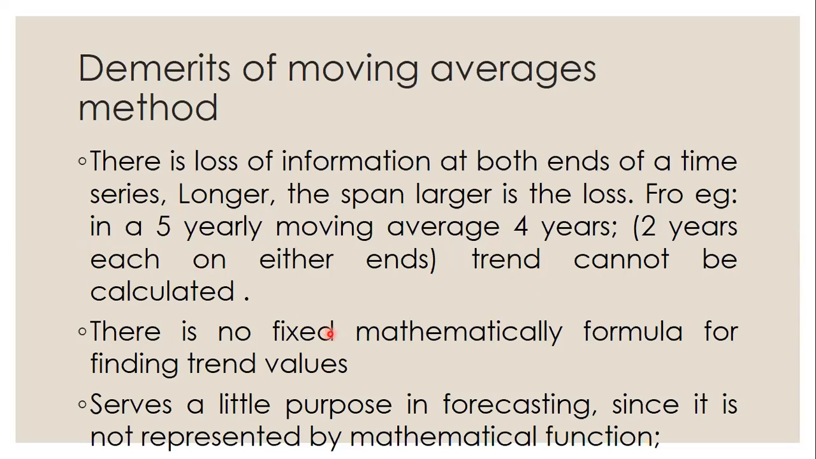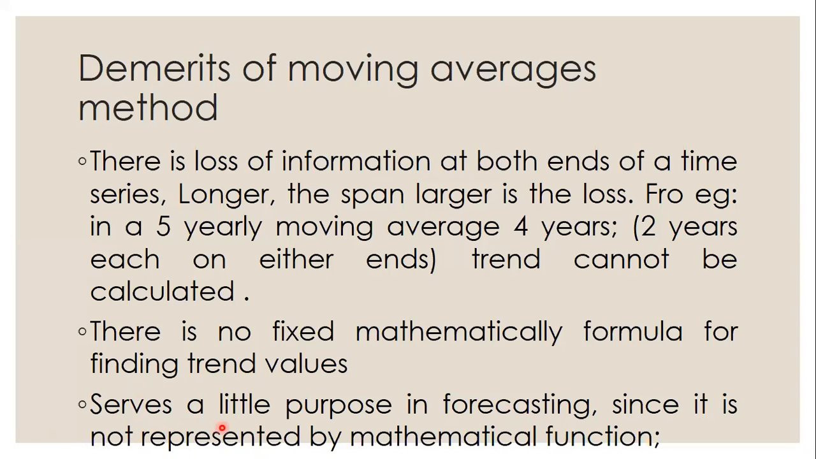Then there is no fixed mathematical formula for finding the trend values under the moving averages method. We just have to calculate the moving averages and then plot them on the graph sheet to see the trend. If the trend is in the upward direction, it will be called an upward trend. But if it is decreasing like this, then it is called a downward trend. So there is no fixed formula.